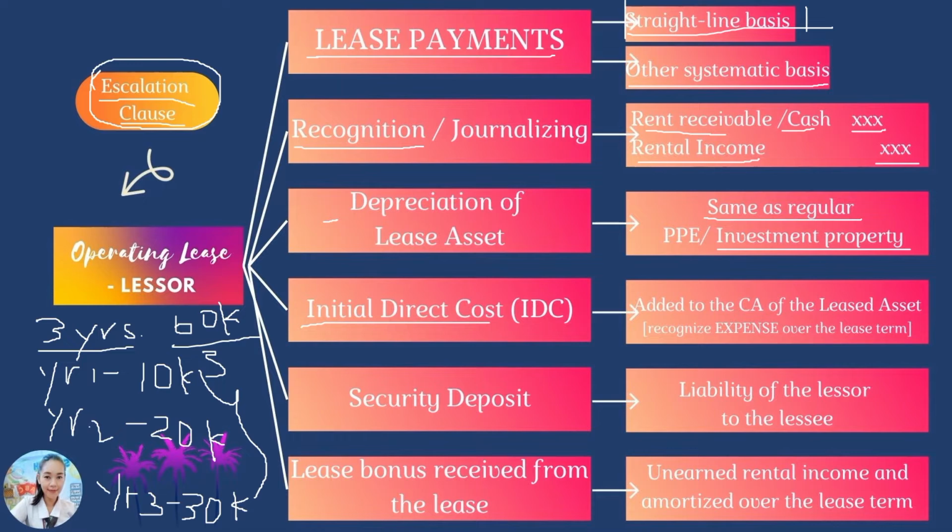Alright. Now, unsa may treatment ani initial direct cost? So here, the initial direct cost is added to the carrying amount of the lease asset, and then it will be recognized as expense over the lease term, right? So later on naa poy illustration or examples ani aron mas masabtan siya, right? Now let us go to the security deposit.